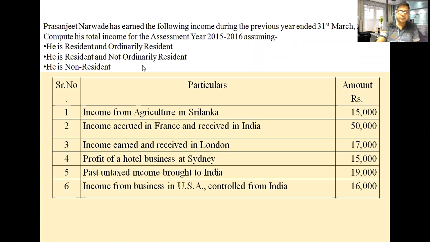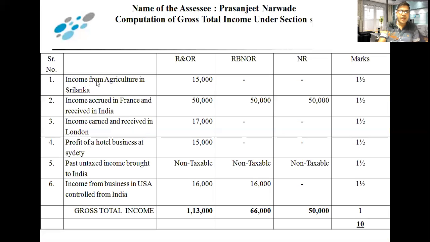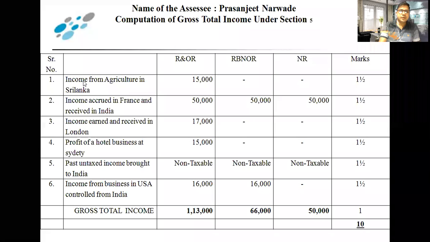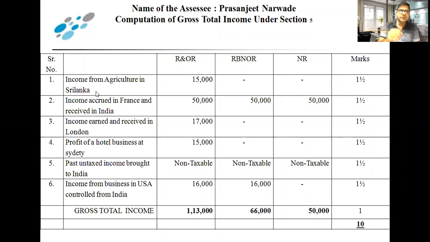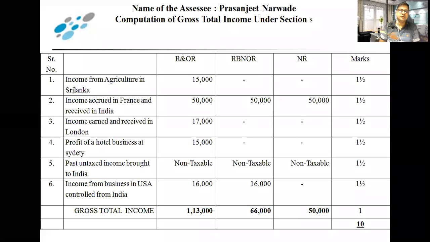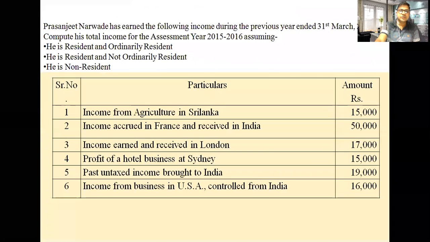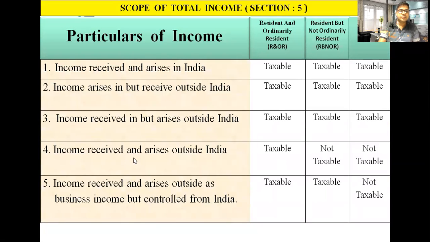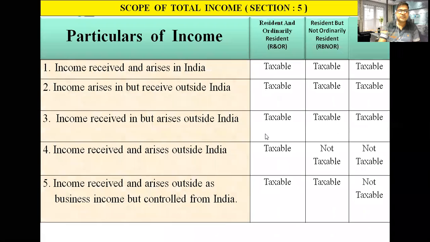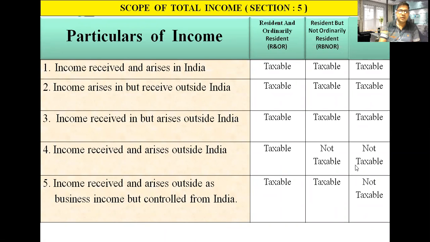Now first, they have provided income from agriculture in Sri Lanka. Sri Lanka is outside India. It means the income arises outside India, and we have to assume that it is also received outside India. So we have to consider the fourth condition, that is, income received and arising outside India, which is taxable to R&OR and non-taxable to NR and RBNOR.